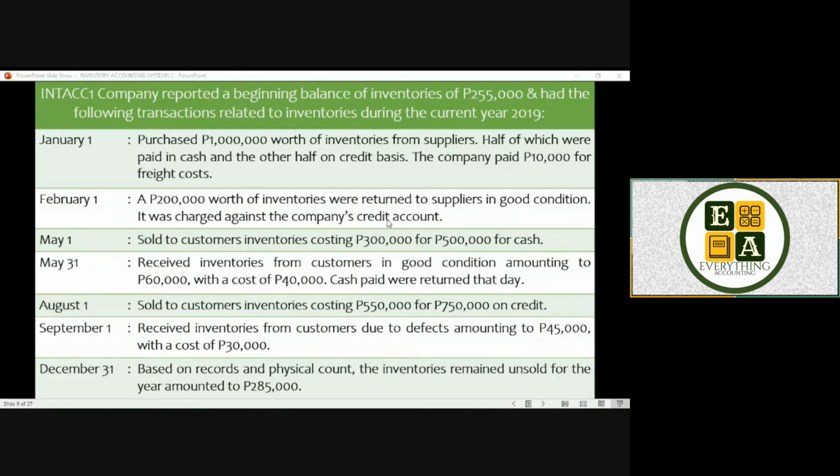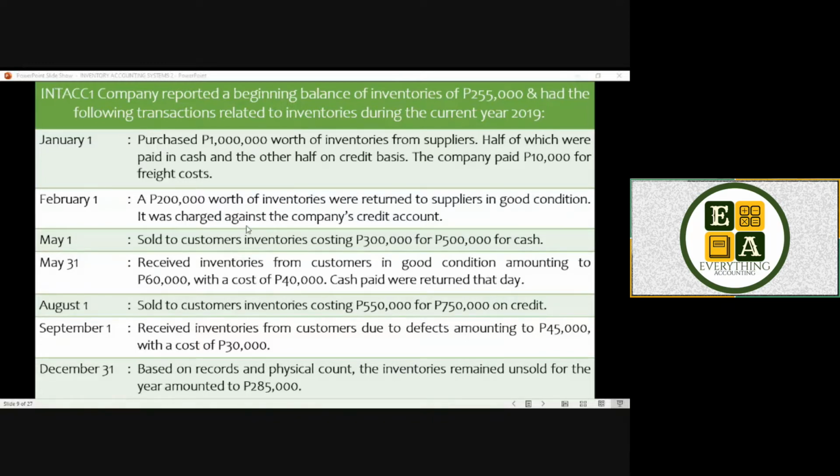So next, February 1. At 200,000 worth of inventories were returned to suppliers in good condition. It was charged against the company's credit account. Ibig sabihin lang yan, yung binili natin sa January 1, meron tayong binalik na 200,000 worth of inventories. In good condition pa rin naman siya. Tapos, sabi sa pangalawang statement, it was charged against the company's credit account. Ibig sabihin, yung pagbalik ng inventories, hindi siya i-charge doon sa cash na pinambayad natin.